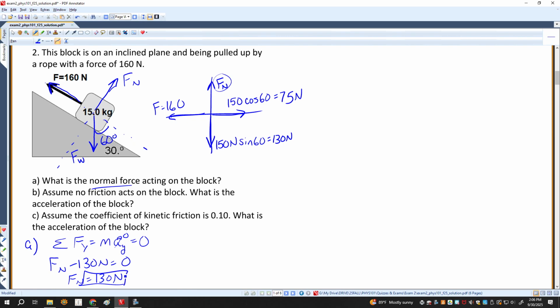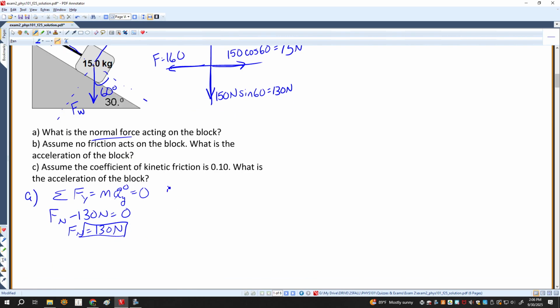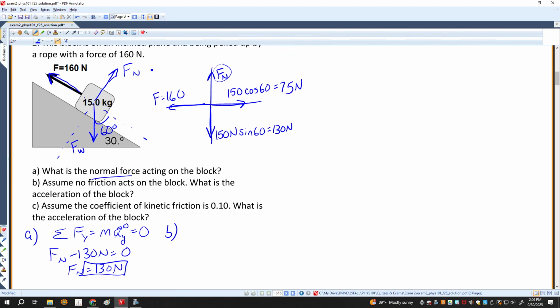That's the first part. The second part, B, what if there's no friction on the block? What is the acceleration? To find the acceleration, by the way, I know it's going to be accelerating up in this direction. To find the acceleration, I say the sum of the forces in the x direction equals m a_x. That's 75 minus 160 equals the mass, which is 15, times a_x.